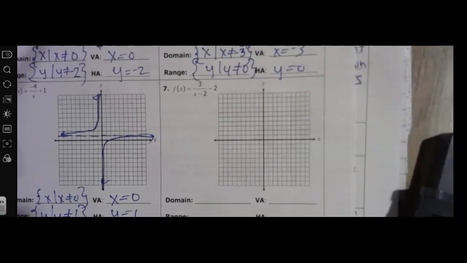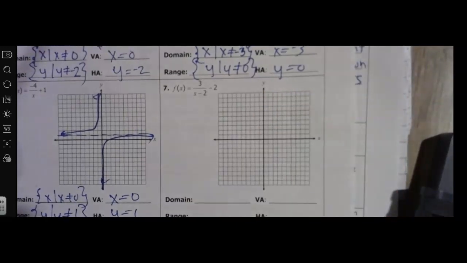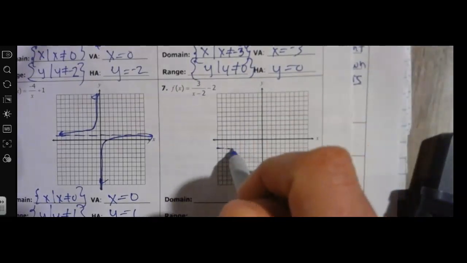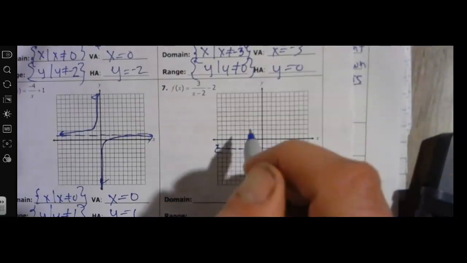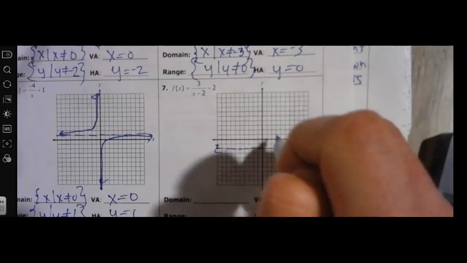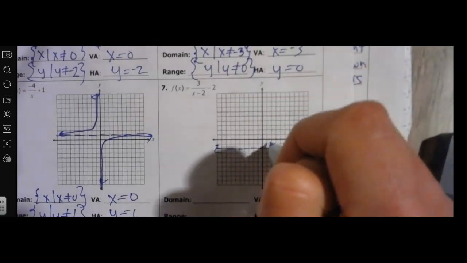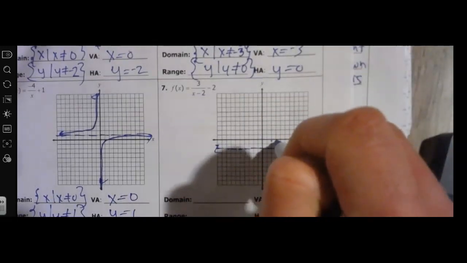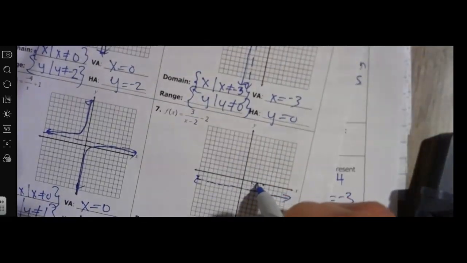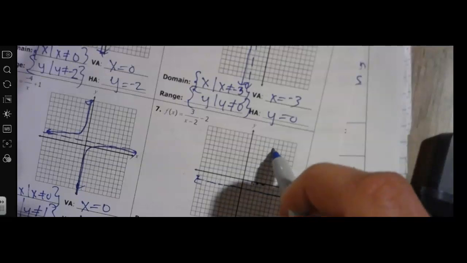Okay. Now for 7, we have a couple transformations going on here. So it's going to be down 2. We start with a parent function at the x-axis. We move it down 2, so the horizontal asymptote moves down 2. And then it's going to be right 5. So 1, 2, 3, 4, 1, 2, 3, 4, 5.